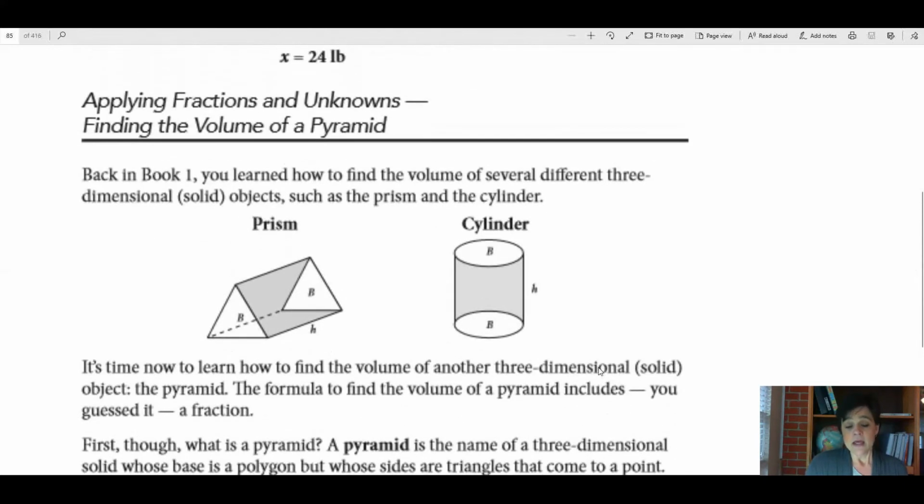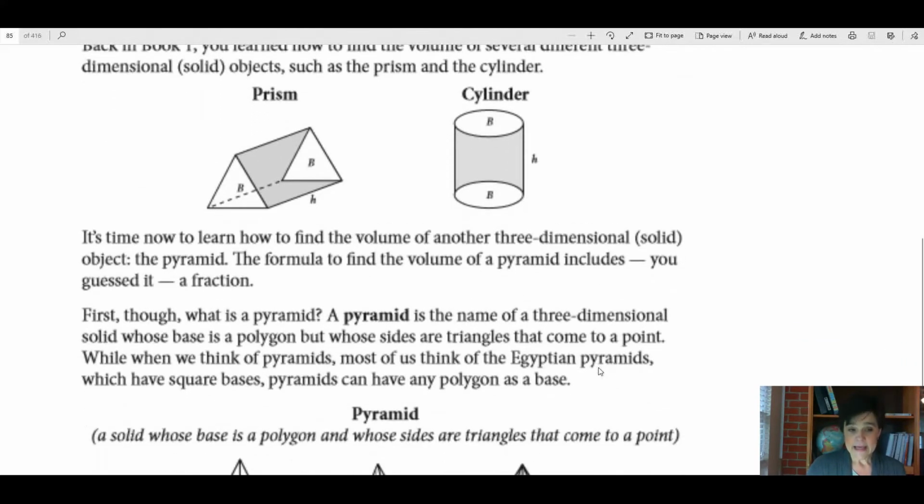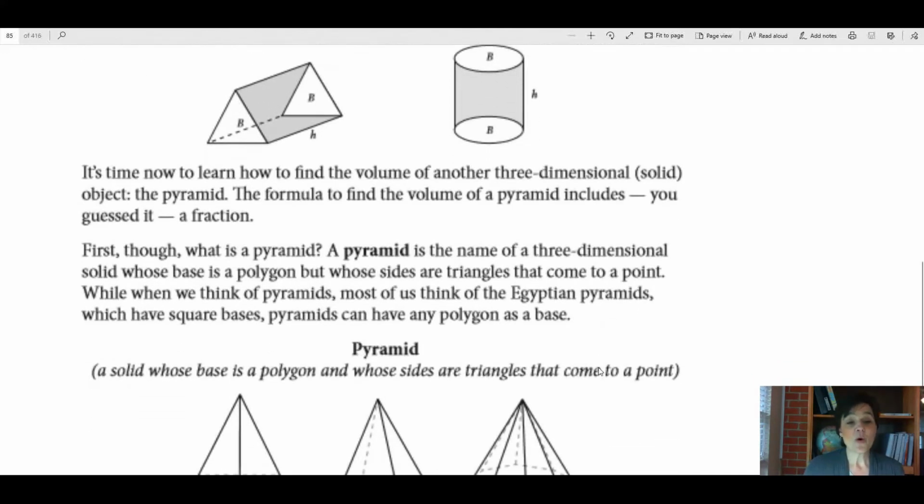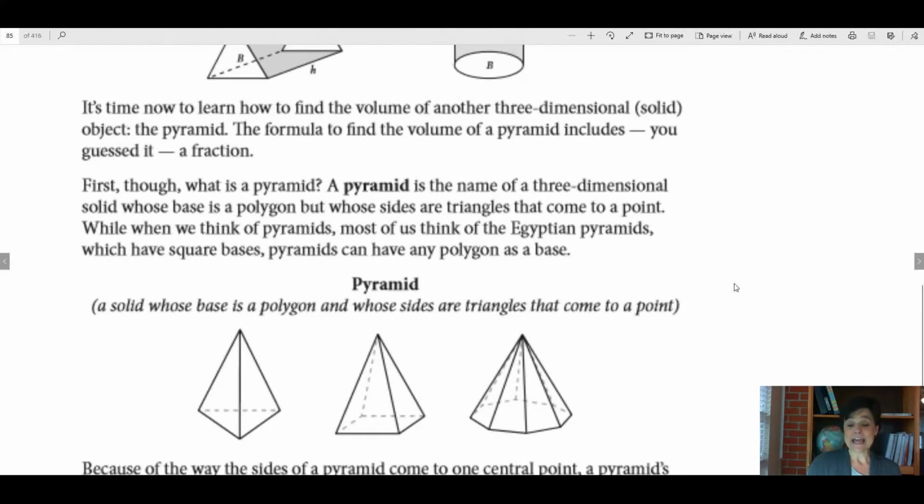Now, this is where it gets a little bit more in-depth, I think. Back in book 1, we learned how to find the volume of several different three-dimensional objects, like prisms and cylinders. Now, it's time to learn how to find the volume of another three-dimensional solid, the pyramid. The formula to find the volume of a pyramid includes, you guessed it, a fraction. So first though, what's a pyramid? A pyramid is the name of a three-dimensional solid whose base is a polygon, but whose sides are triangles that come up to a point.